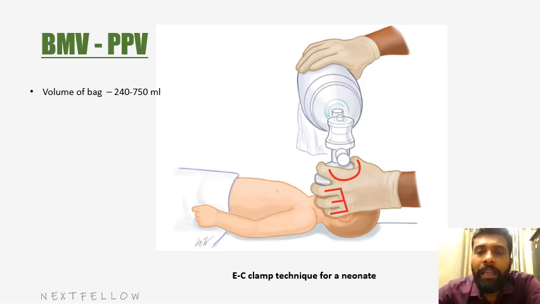At what rate do we give breaths? 40 to 60 breaths per minute, which is the normal respiratory range for a newborn. Higher pressure has to be given for the first breath, and subsequent breaths can be given at lower pressures. The fraction of inspired oxygen, FiO2, is 30% for preterm babies, which can be titrated according to saturation values. For a term baby's resuscitation, we always prefer room air resuscitation, that is plain room air, 21% oxygen.